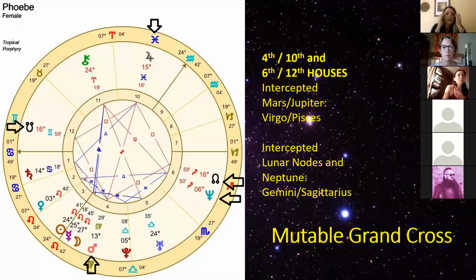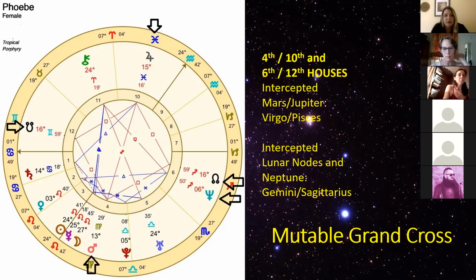So here is Phoebe's natal chart. And we can see she's a Cancer rising sign, so her Moon is very important. And we can see this lovely stellium in Leo with her Sun, Mercury, and the Moon, and even Venus, but Venus is earlier on in Leo. And then we have part of the grand cross.